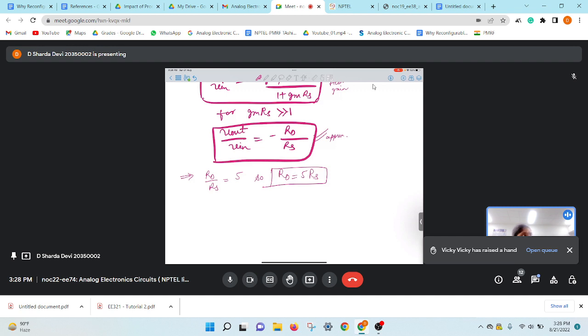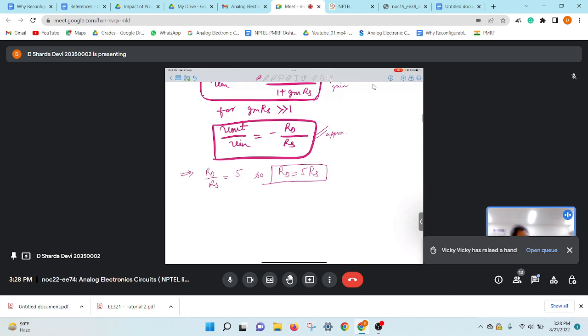Let me solve it this way. Here you can see that the gain is negative. Can you see that the gain is negative? That means as we increase Vn, the current actually reduces.